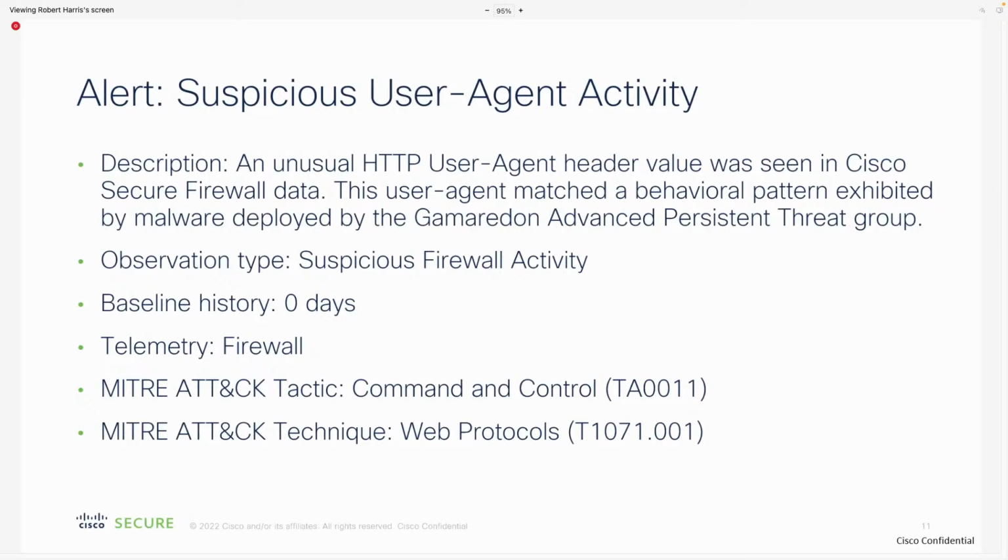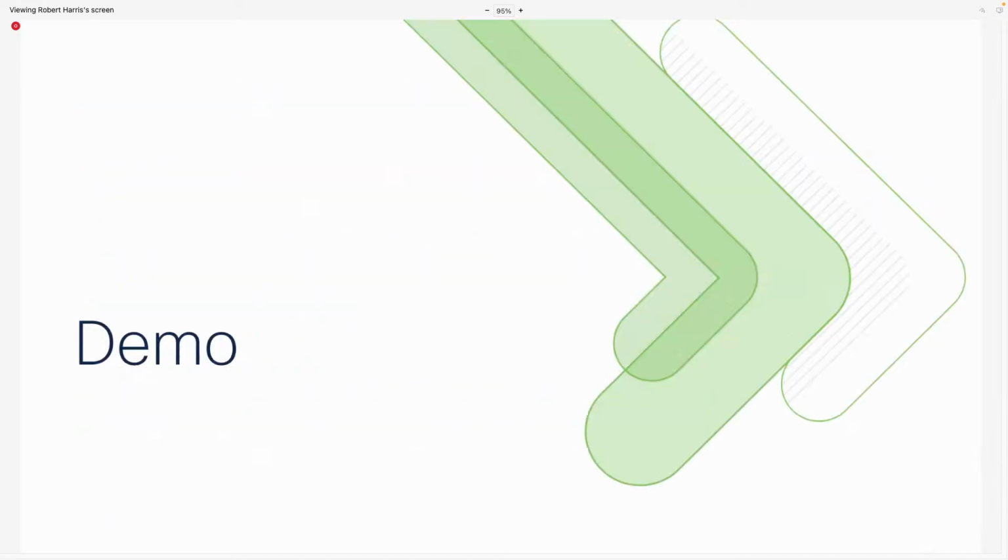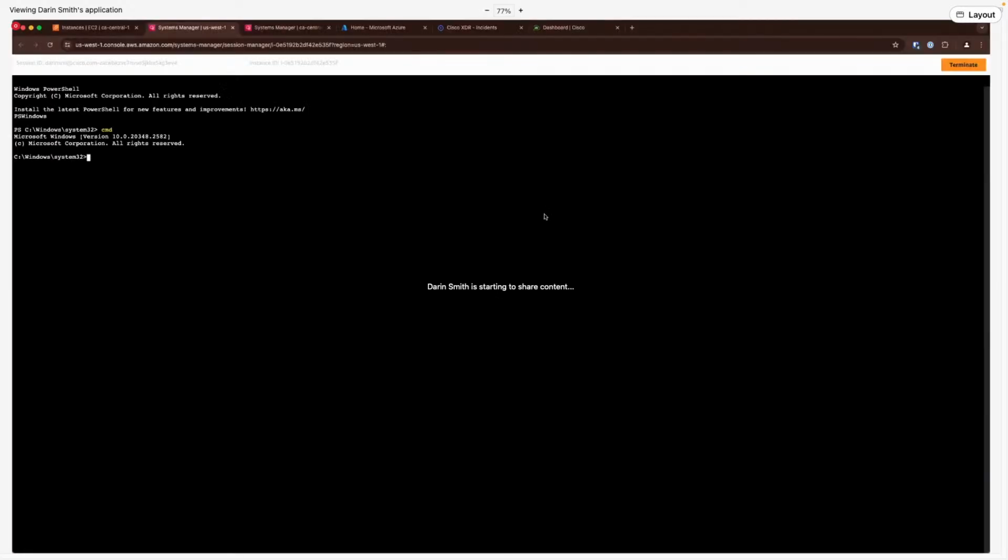So that's the difference between alerts and observations. Great, thanks for that. All right, let me start my demo here. So I'm going to share a Google Chrome window. Can you all see that? Yes, sir. Perfect. All right.